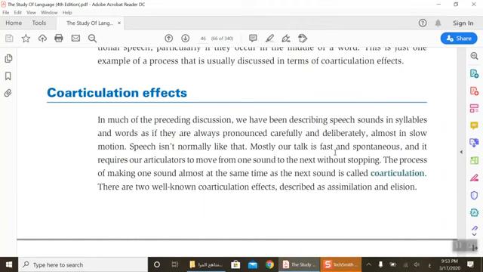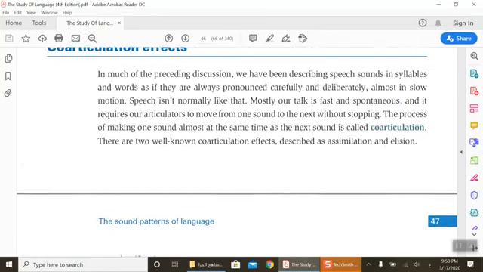Mostly our talk is fast and spontaneous, and it requires our articulators to move from one sound to the next without stopping. This is the normal speech, the speech that's in everyday life. So the process of making one sound almost at the same time as the next sound is called co-articulation. So this is the definition of co-articulation. There are two well-known co-articulation effects described as assimilation and elision. Assimilation يعني التماثل and elision it means حذف. We will see what they are.